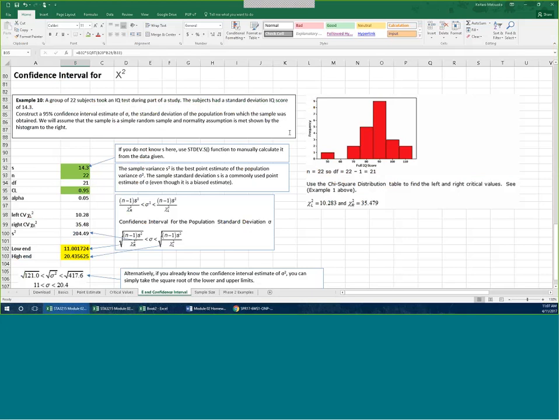We won't be doing the point estimate. We're just going to go straight to the confidence interval for chi-squared. So here's what the sample example looks like. A group of 22 subjects took an IQ test during part of a study. The subjects had a standard deviation IQ score of 14.3. So, boom, there you go. I know I'm going to be doing standard deviation. If it's standard deviation, most likely I'm going to be using chi-squared.